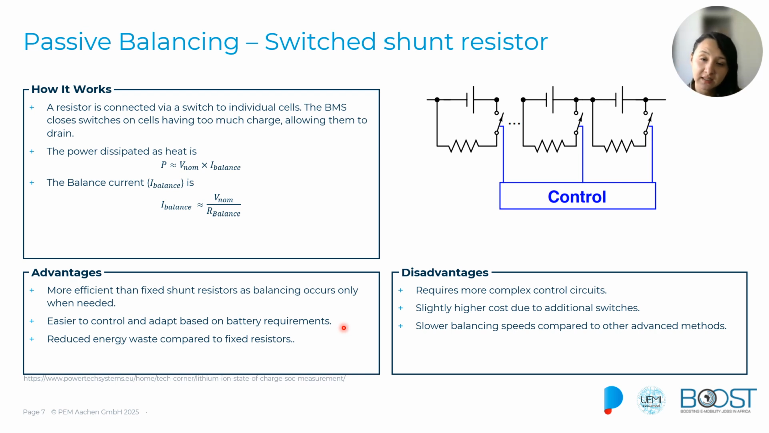Also, the BMS, as it dynamically adjusts the balancing based on the operating conditions and cell requirements, is smarter, and it optimizes the waste of the energy, so it also reduces the generation of heat, and it's overall beneficial for our battery packs. The disadvantages are that it requires more complex control circuits, and it also includes more components, so it has higher cost.